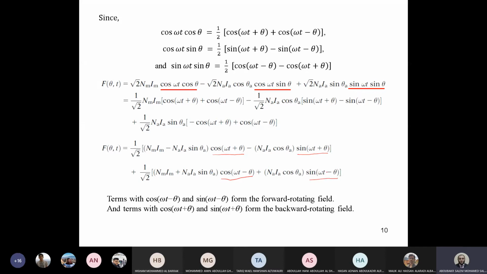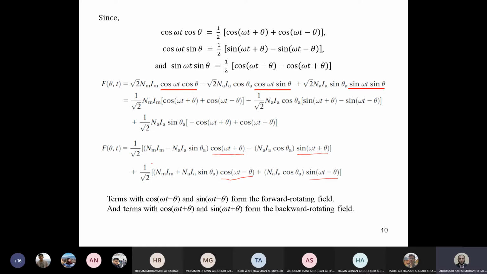What is the aim now? Why do we need to get it like that? Because we have one component for forward flux and another for backward flux. Omega t minus theta represents the forward flux. So this part of the equation now represents F forward.